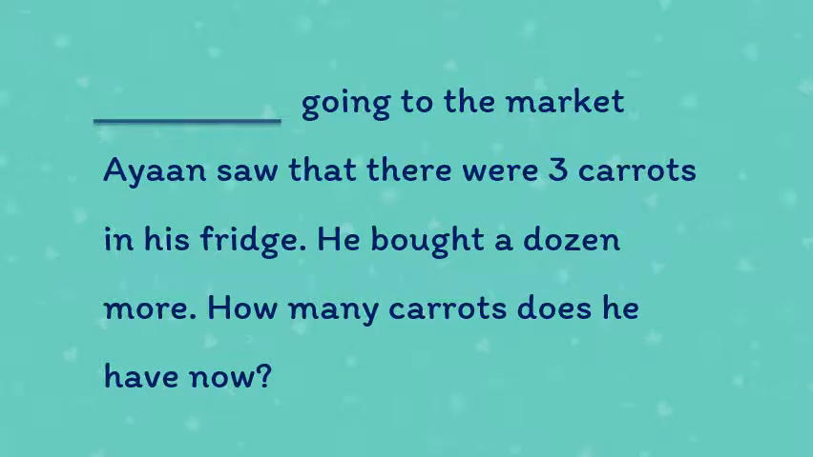Dash going to the market, Ayan saw that there were 3 carrots in his fridge. He bought a dozen more. How many carrots does he have now? So, which preposition do you think will come here? Yes, it is not in, on, under, but rather either after or before. So, looking at the problem, what do you think will come here? Also, don't forget to solve the sum.